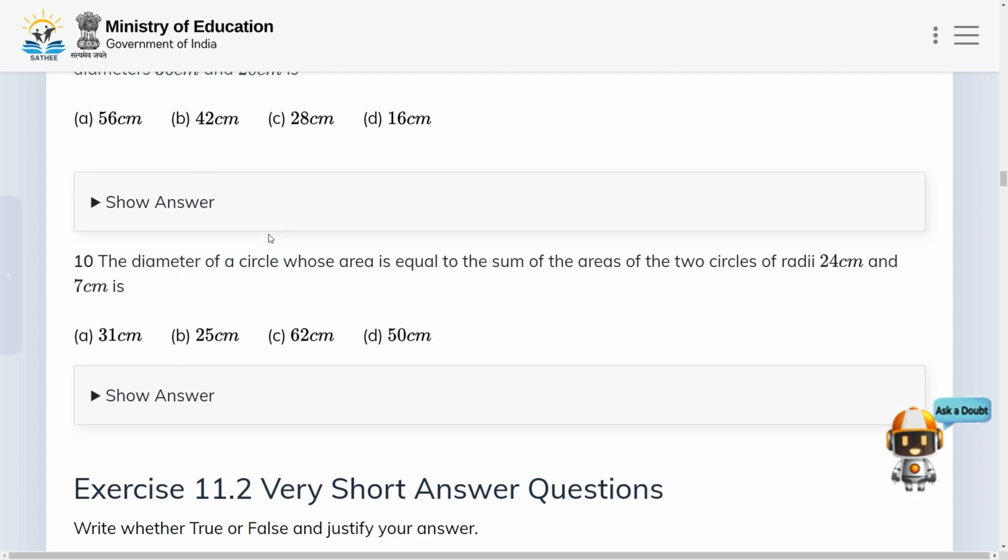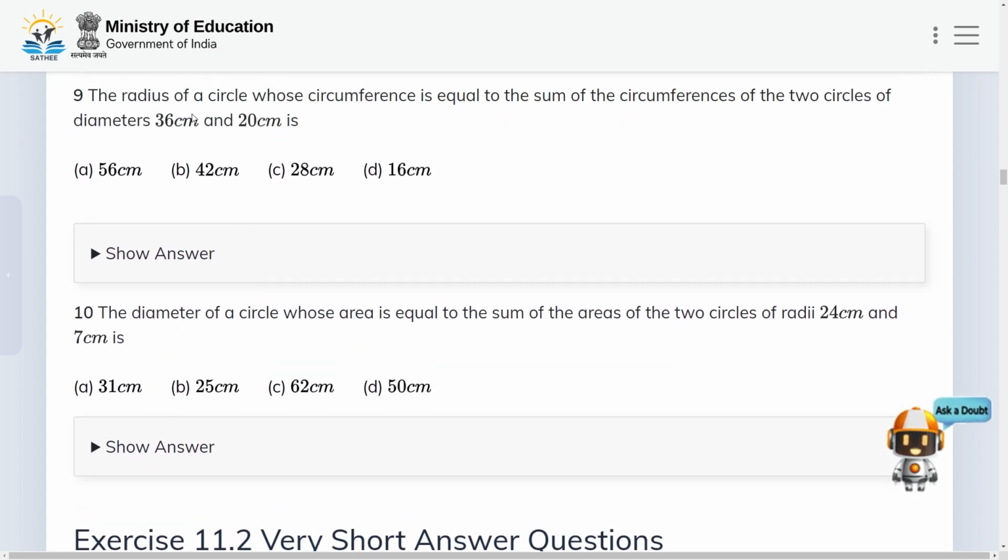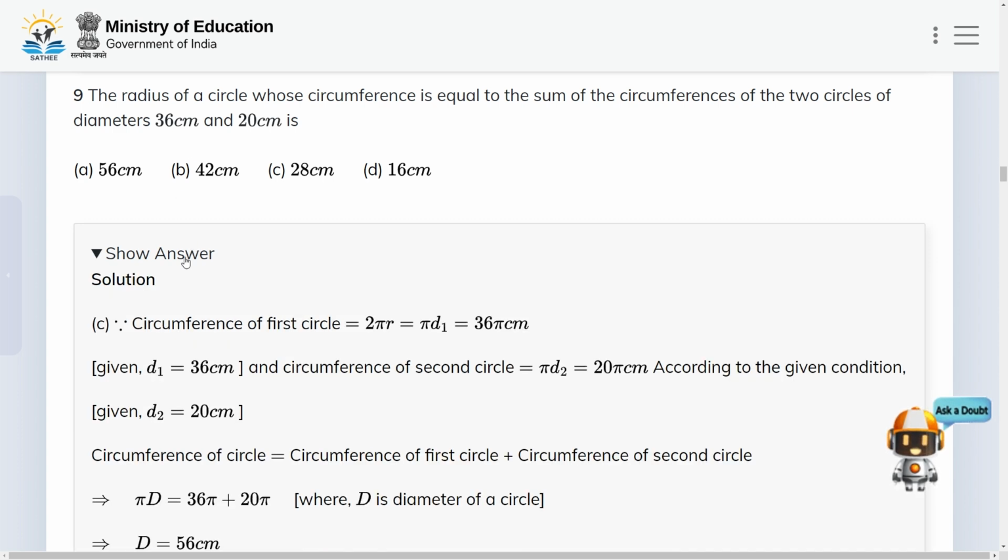So in next problem we have the radius of a circle whose circumference is equal to the sum of the circumference of two circles of diameters 36 centimeter and 20 centimeter. Okay, so we need to find the radius of the circle whose circumference is equal to the sum of the circumference of the two circles of diameter 36 centimeter and 20 centimeter. So let us solve this problem.